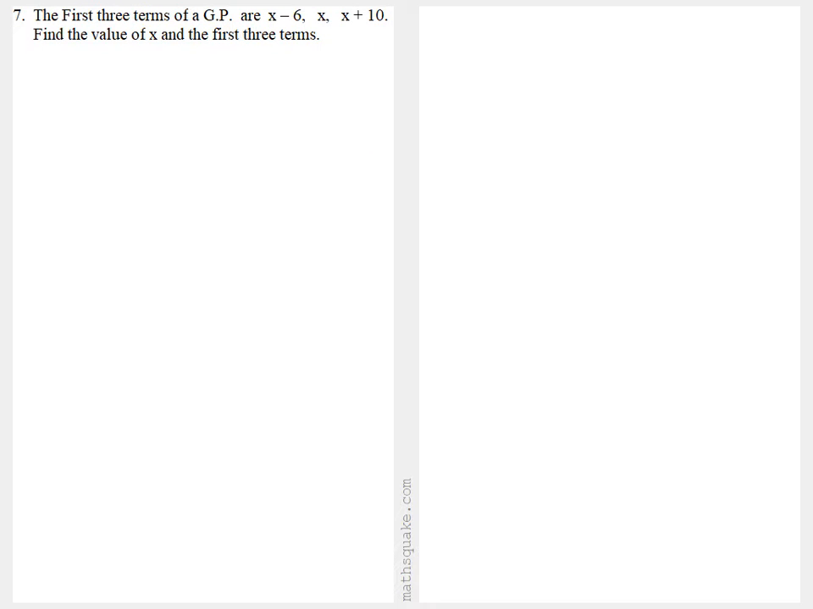In question 7, we're told the first 3 terms of a GP are x minus 6, x, and x plus 10. And we want to find the value of x and the first 3 terms. To solve this, we know T3 is equal to r times T2, and T2 is equal to r times T1. So T3 over T2 is equal to T2 over T1 because they're both equal to r. Now if we substitute in T1 as x minus 6, T2 as x, and T3 as x plus 10, we get x plus 10 over x equals x over x minus 6.